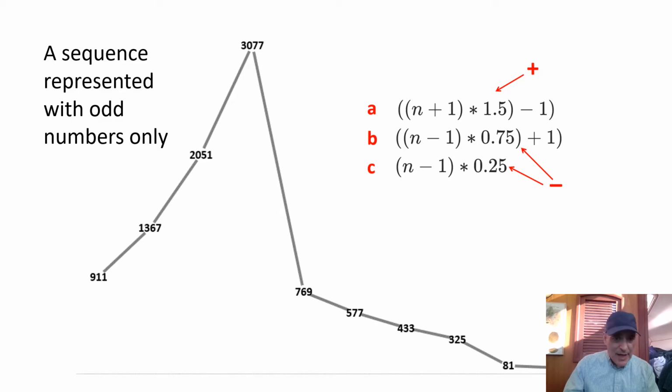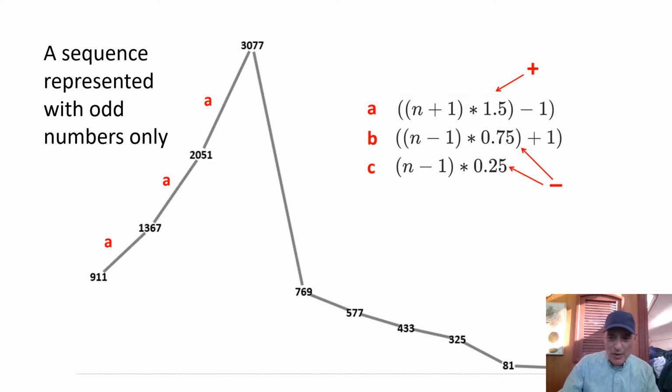Here we have a graphing of the odd numbers. For what it's worth, I think this is part of 27, a segment of 27. And if we click on these first 3, we see a steep ascent, and that's because they're operation A. And operation A is n plus 1 times 1.5 minus 1. And so remind yourself that n is an odd number. Plus 1 makes an even number.